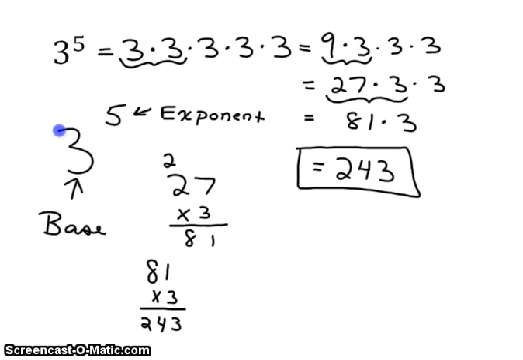So if it says find the value of 3 to the 5th, that meant to multiply 3 by itself 5 times. And we ended up doing it one step at a time. 3 times 3 is 9. 9 times 3 is 27. 27 times 3 is 81. 81 times 3 is 243.